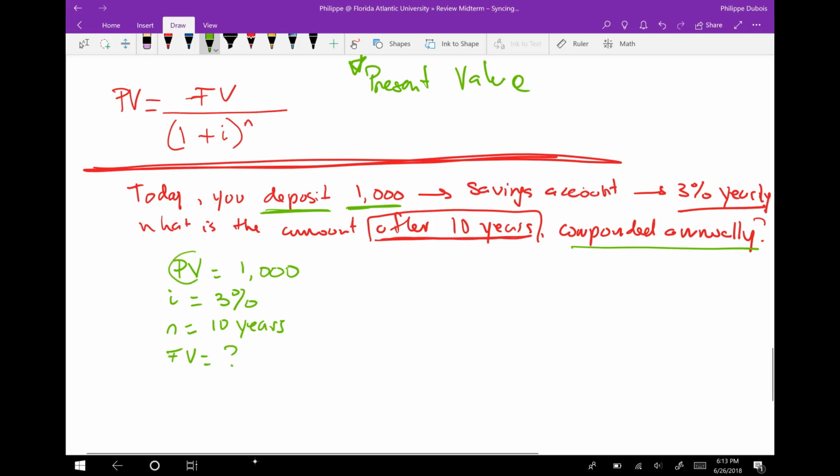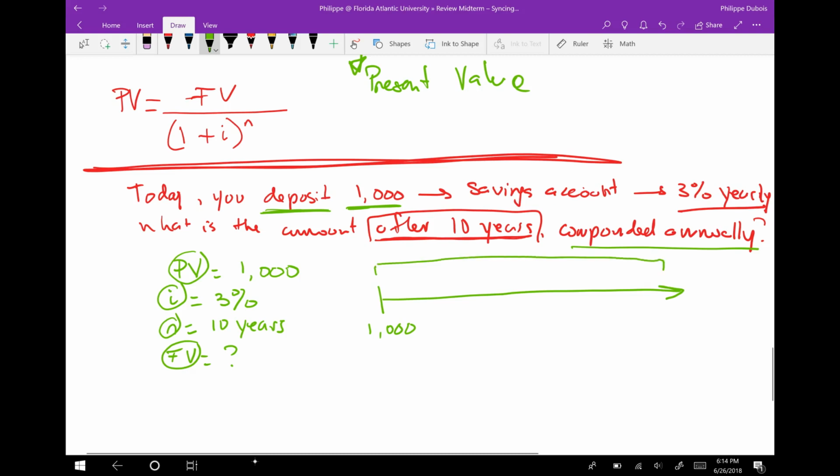By the way, these are the keys that you would hit on your calculator to solve this problem. Now, if you don't want to use the calculator, and you want to be like me who does it manually, I will put out the formula. First of all, this is what I always do. I always trace a graph. My graph goes a little something like this. Today, I deposit $1,000. The length of that period is my N equals 10 years. I'm receiving 3% every year. And what is my value after 10 years?